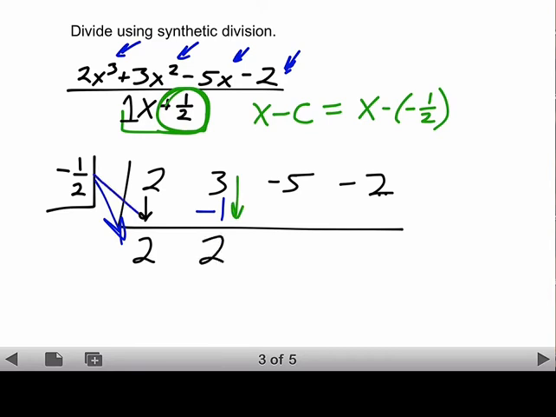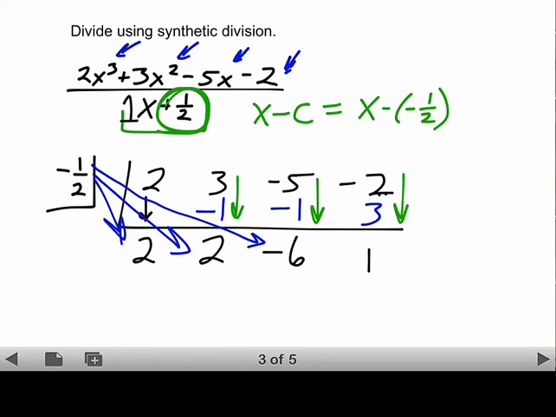Do it again. Multiply negative 1/2 times 2, still negative 1. And add negative 5 and negative 1, that adds up to negative 6. Multiply negative 1/2 times negative 6, it's going to be a positive 3. And add negative 2 plus 3 is 1.